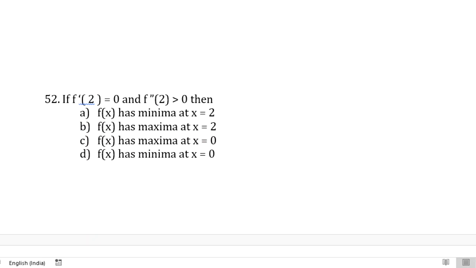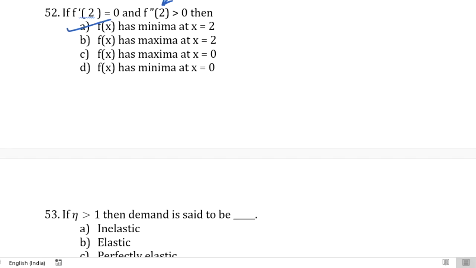The same concept is applied over here also. If the second order derivative at point 2 is greater than 0, greater than 0 means I am talking about minima. So at what value will the given function have its minimum value? f(x) is going to be minima at x is equal to 2. Clear? Okay, moving on to the next question.